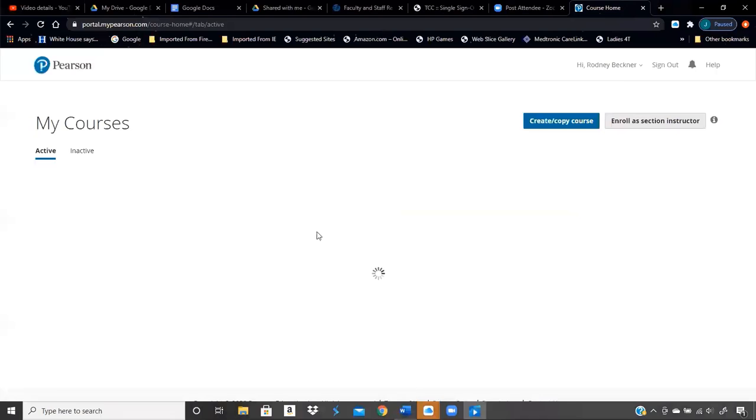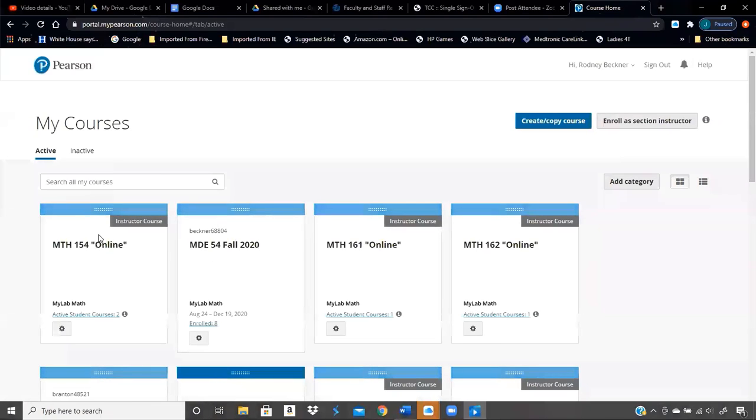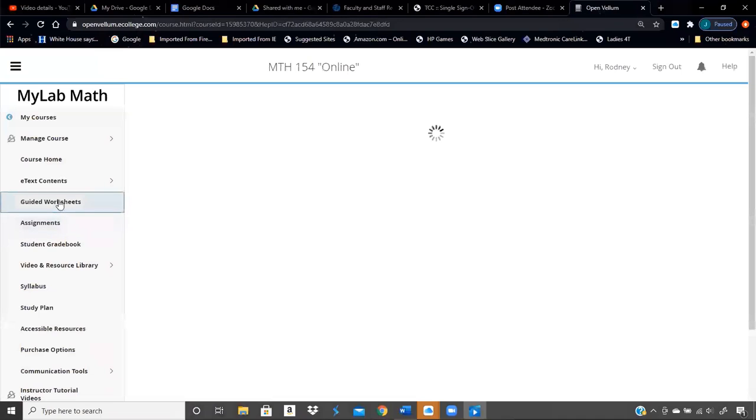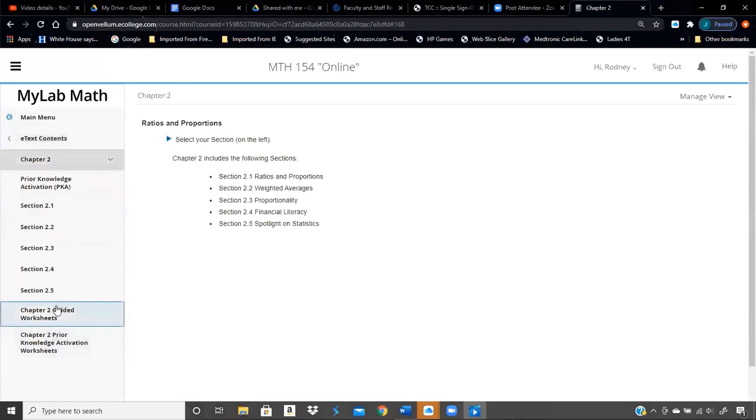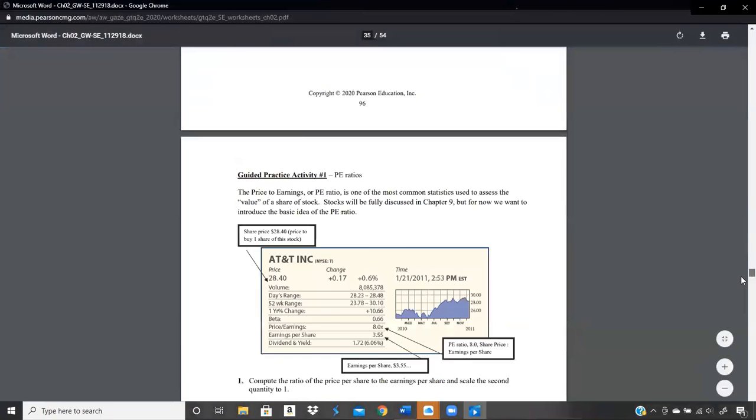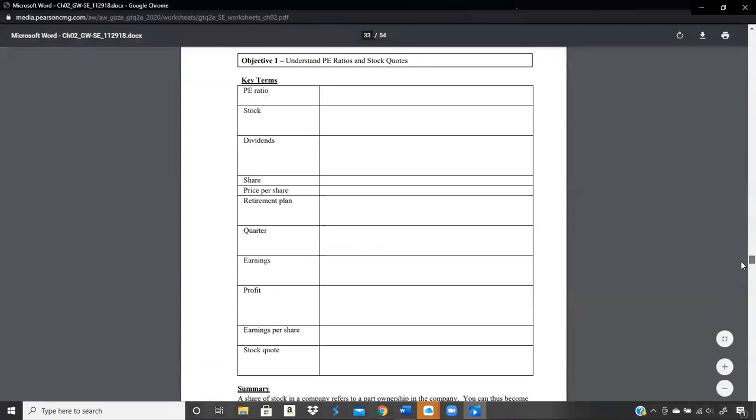I need the guided activity. I'm just going to pull from the generic one, not our direct course. Guided, nope, e-text, chapter 2, guided worksheets. There we go. And then all the way down to 2.4.